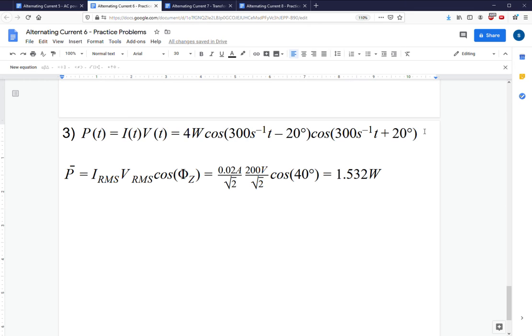Now for the average power draw, one thing we could do is take this power function and integrate it over time. Because the angular frequency is 300 per second, we could integrate it from t equals 0 to t equals 2 pi over 300 seconds. But that would be unnecessary because we have this formula right here: P equals I_RMS times V_RMS times the power factor.